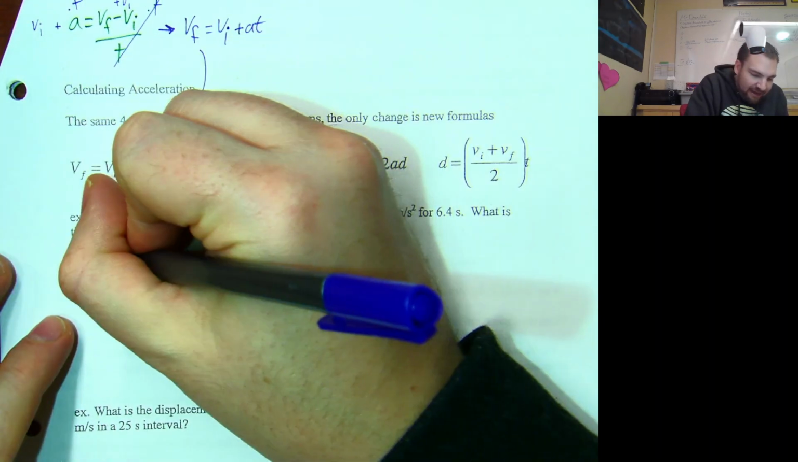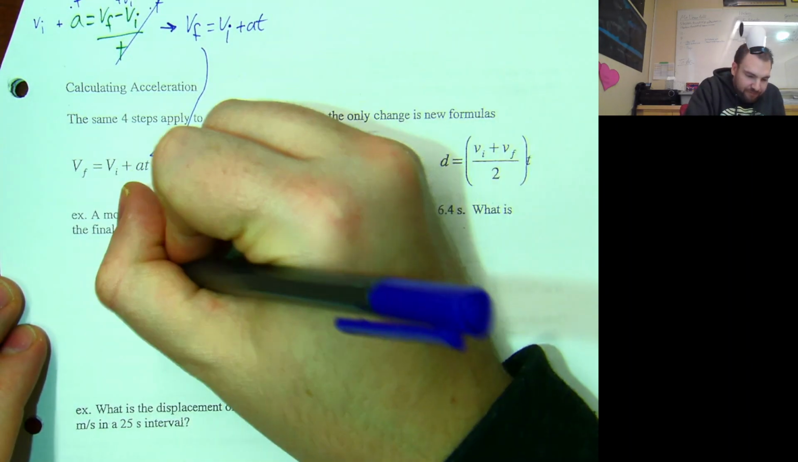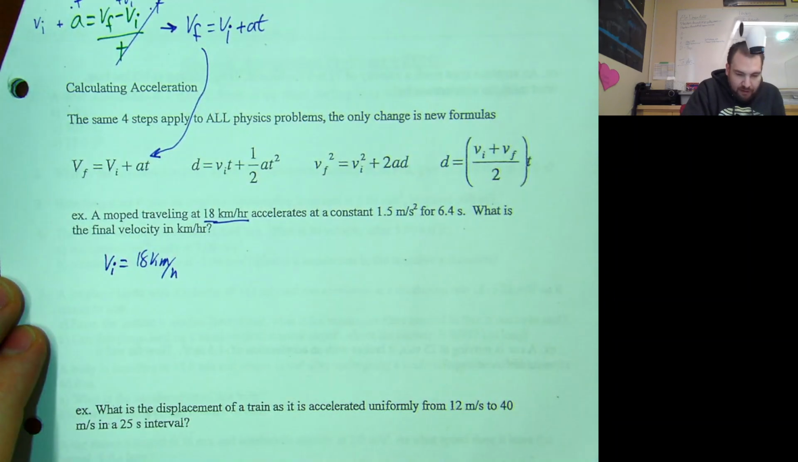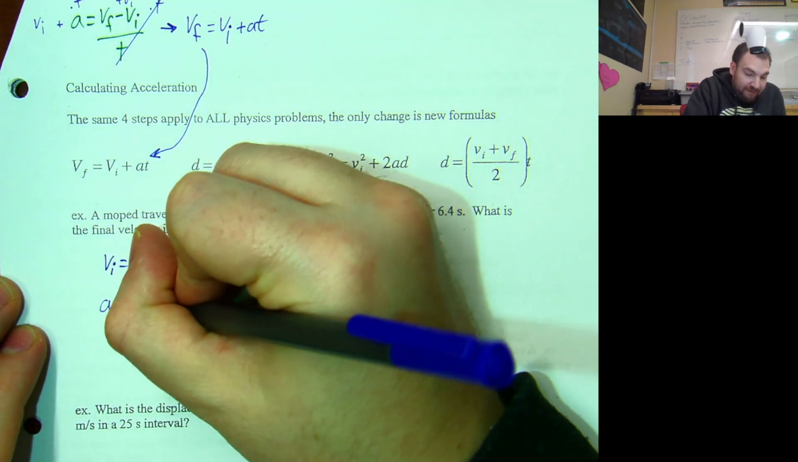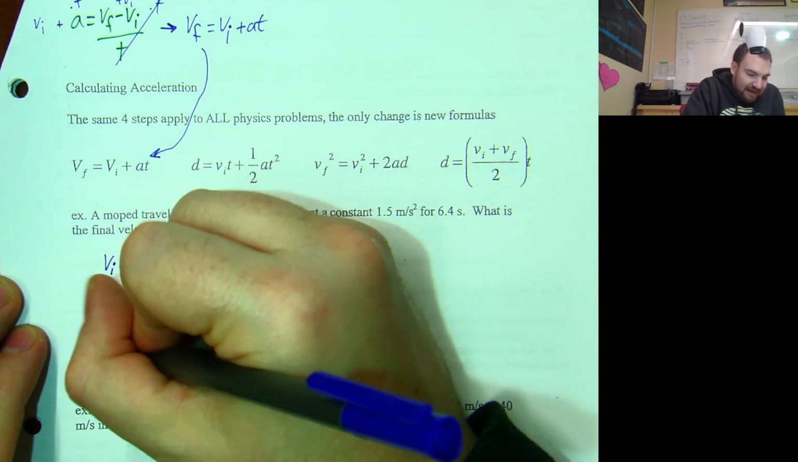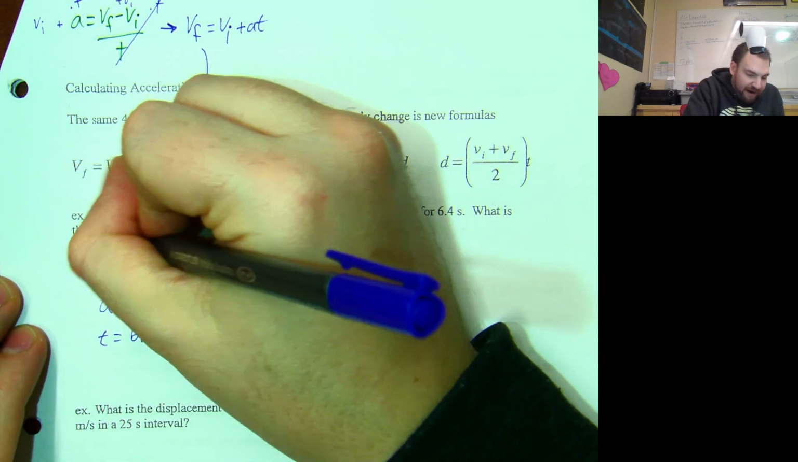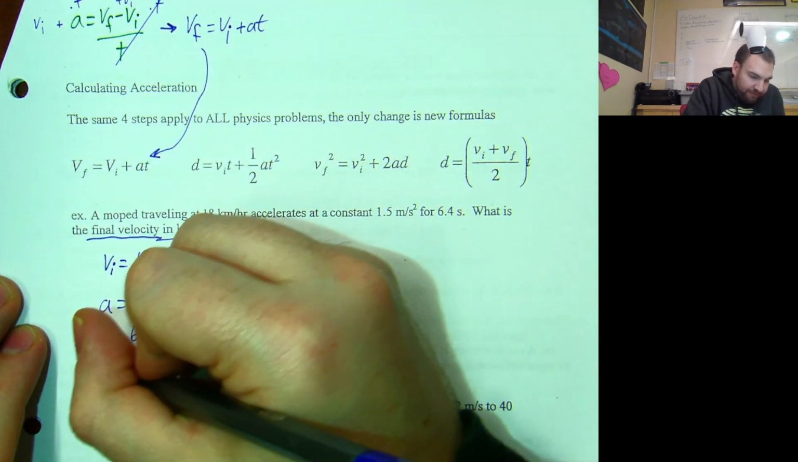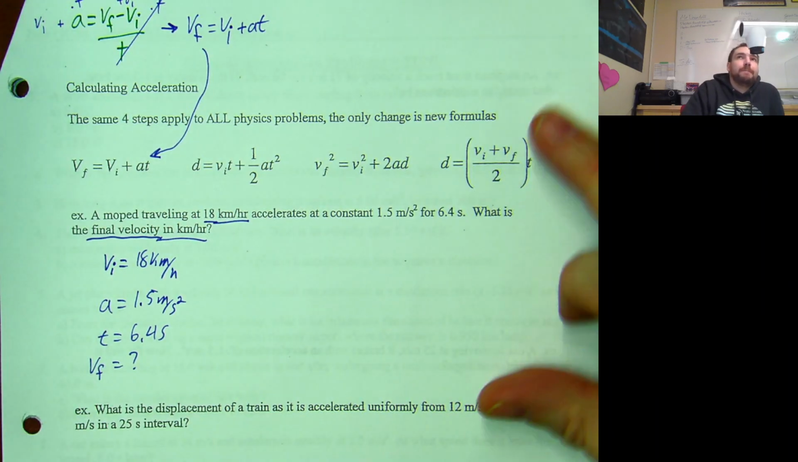We know that initially, how fast was our moped traveling? Going 18 kilometers per hour. We know that it was given an acceleration of 1.5 meters per second squared. The time it took to do that was 6.4 seconds. And we want to know what the final velocity is in kilometers per hour. So that's what we're looking for.